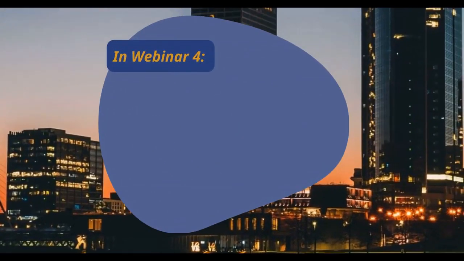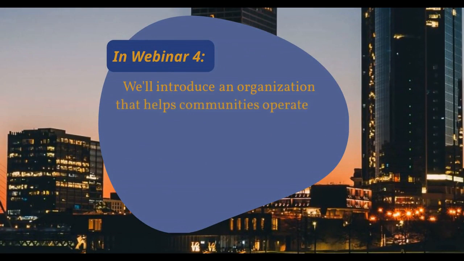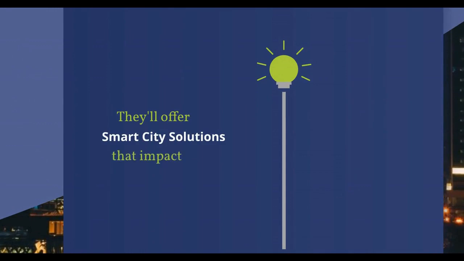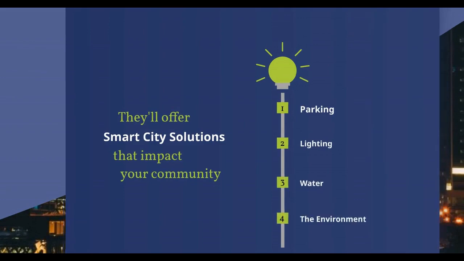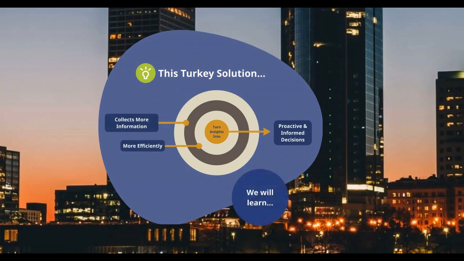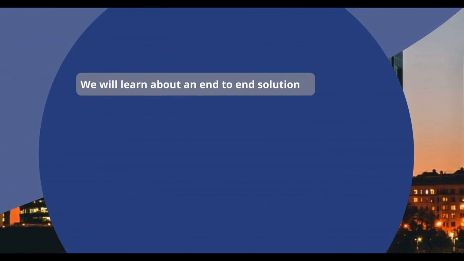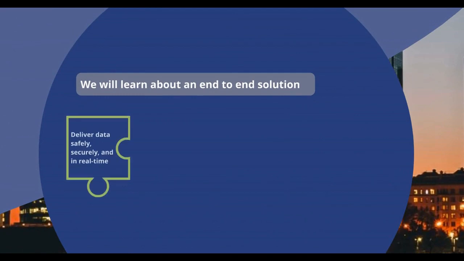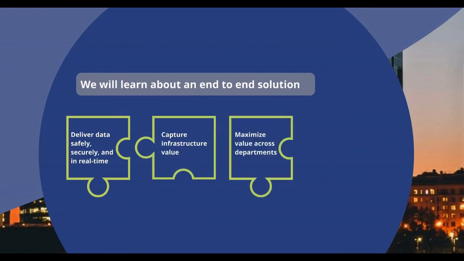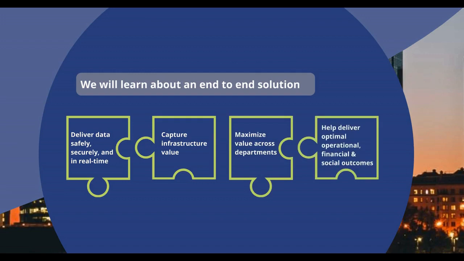In our upcoming webinar 4, we will introduce you to an organization that is working to help communities operate more efficiently while reducing operating costs and improving quality of life. They offer smart city solutions in an array of areas that impact your residents and visitors, including parking, lighting, water, and the environment. This turnkey solution collects more information more efficiently, helping you turn insights into more proactive and informed decisions. We will learn about an end-to-end solution that can deliver data safely, securely, and in real time, not only capturing infrastructure value, but also maximizing that value across departments to help leaders deliver optimal operational, financial, and social outcomes.